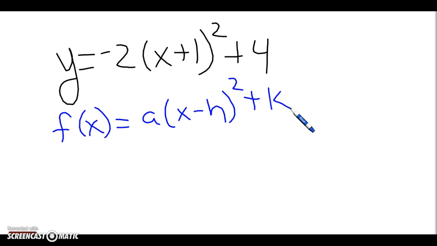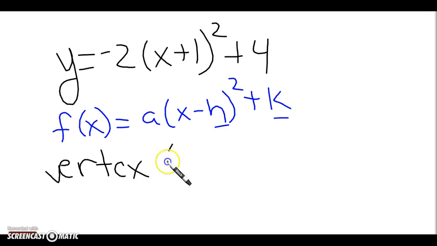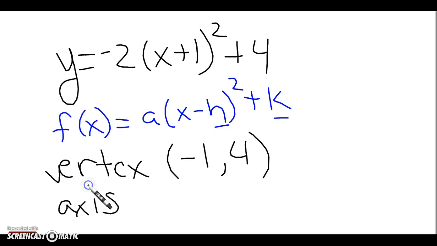Okay, and so we know h and k are my vertex. So my vertex is going to be, and notice that I have a plus sign here where the formula has a minus sign, so it's going to be opposite. So negative 1, comma 4 is my vertex. My axis of symmetry is just my h value, x equals negative 1.